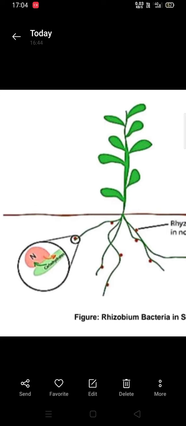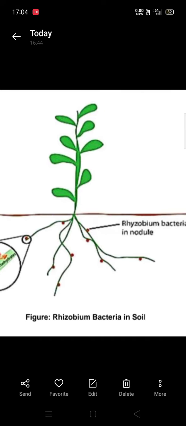Next, in this picture you can see that this red color is the bacteria. The bacteria provides nitrogen to the plant and the plant provides the nutrients. This is the rhizobium bacteria. This is also an example of symbiotic relationship.